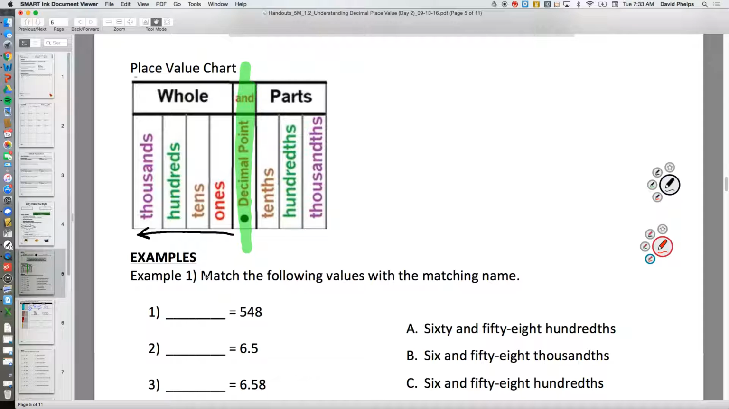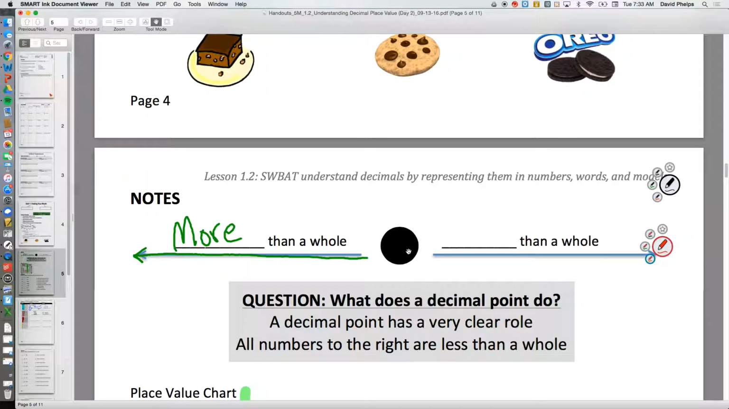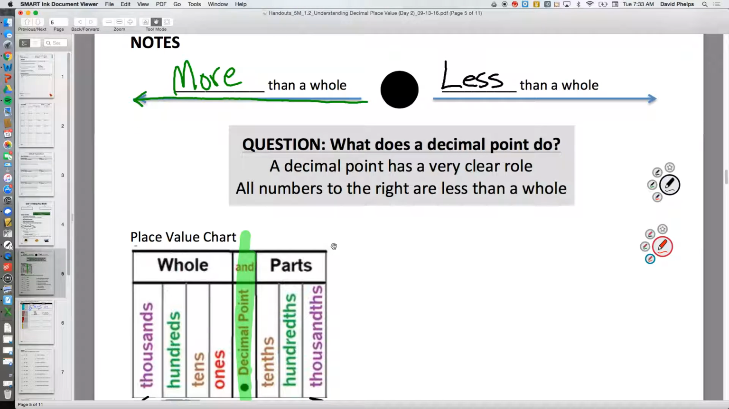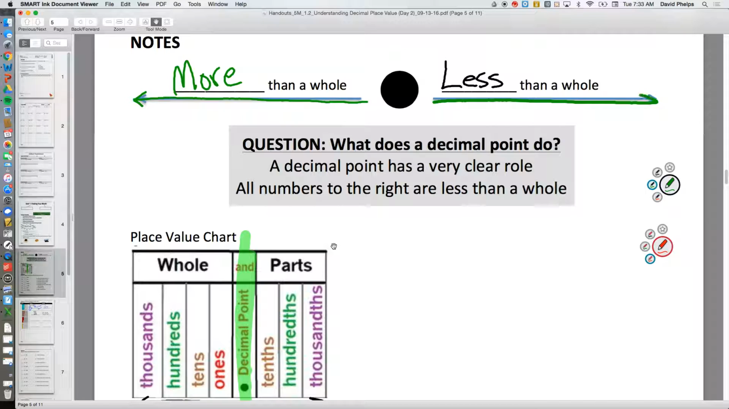And then if we go to the right of our decimal place, those are the smaller pieces. If we go to the right, we have numbers that are less than a whole. So write less in that second blank, and then draw an arrow going to the right of your decimal place.